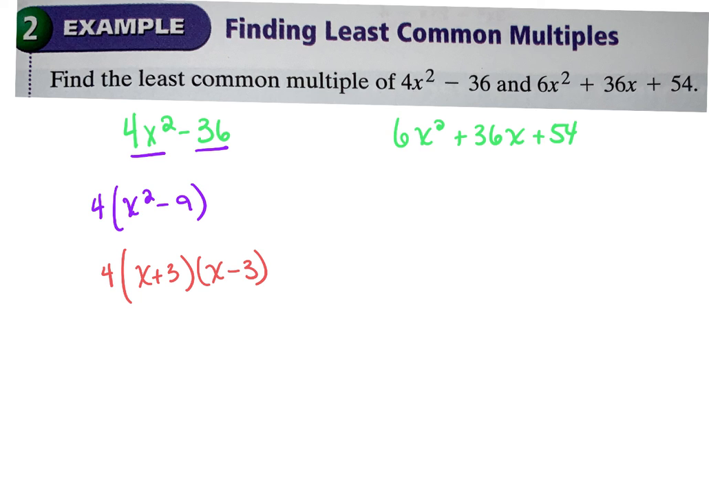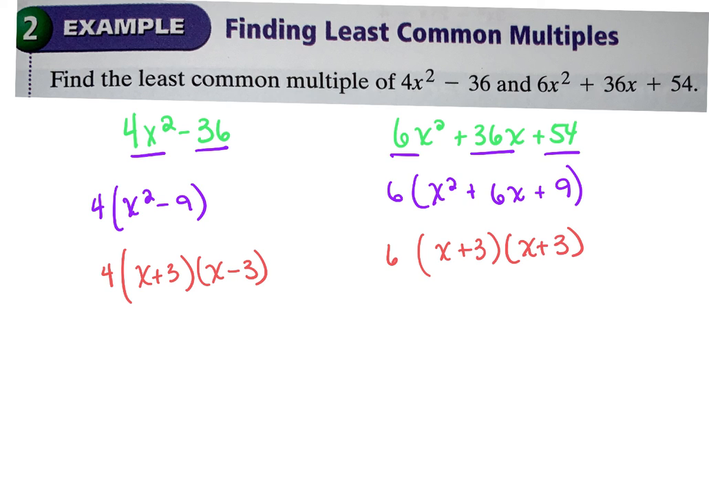What do I have in common over here between the 6x squared, the 36x, and the 54? Yeah, I have a 6. So I'm going to take a 6 out. X squared plus 6x plus what? 9. All right. So I have a 6 on the outside. How do I factor this guy? It's a special case too, actually, right?